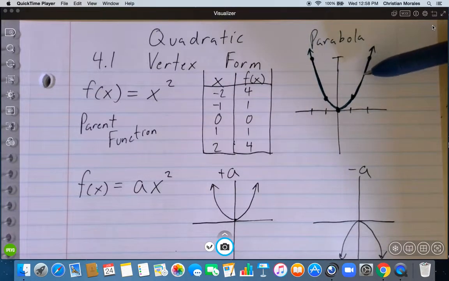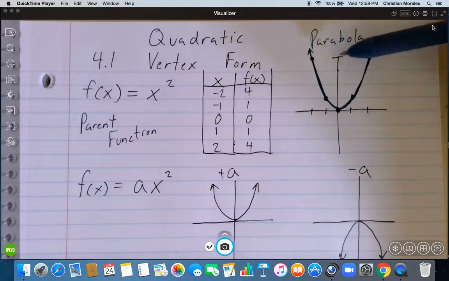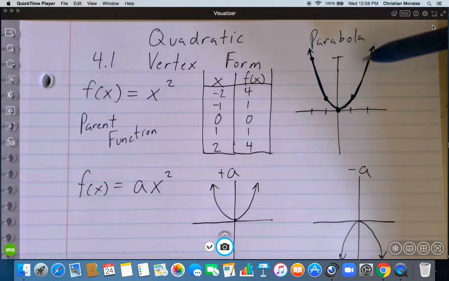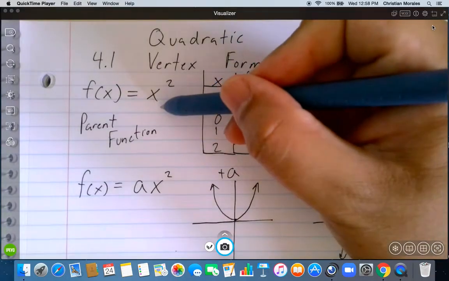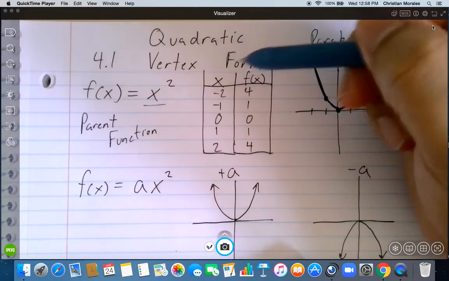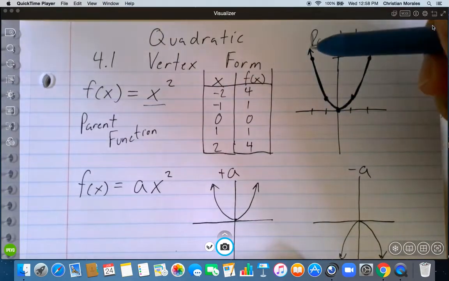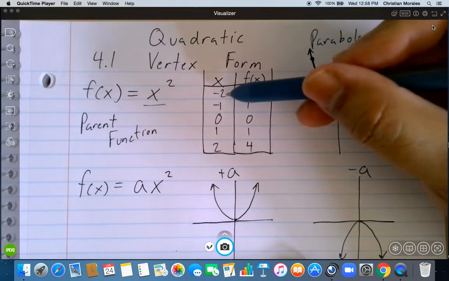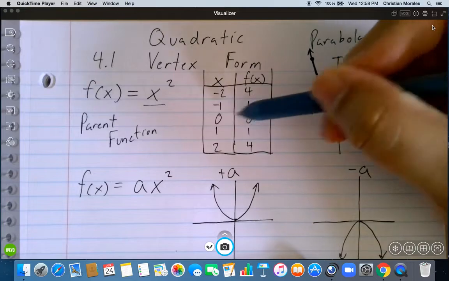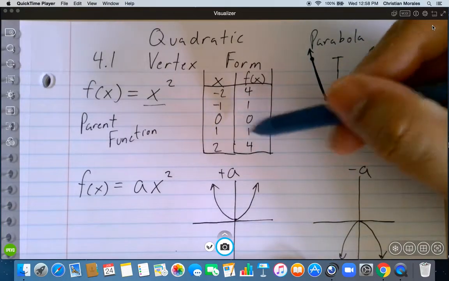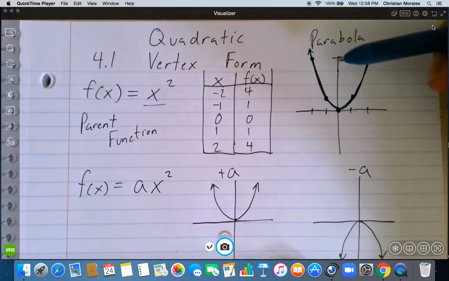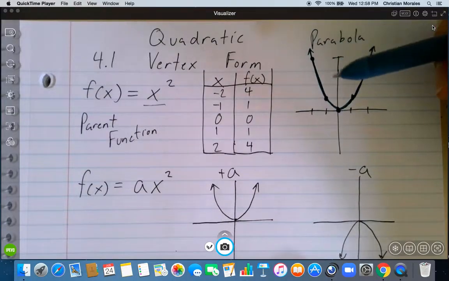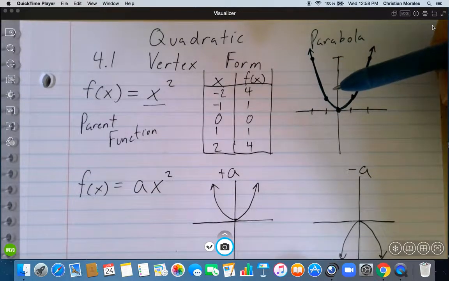Now, it could vary, it could change in size, direction, but you get this kind of U shape, okay? Now, the original, the parent function is this. This is the parent function, x squared. Anytime you see x squared, you have a quadratic. If you plug in numbers, -2, you get 4. -1, you get 1. Plug in 0, 0, 1, 1, 2, 4. So if I made a table using this, I would get these points, and you get a graph like this. Okay? Now, this is the original. This is what they are all coming from.